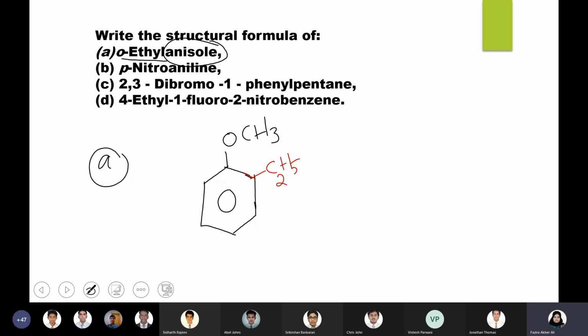Or you can draw it on the other side also. Whichever way it is correct. You can draw this way also, OCH3 and C2H5. Both are technically ortho positions. So you can draw the ethyl group on either side of OCH3. Both are correct. This is how you will draw the structure of ortho-ethyl anisole. That means first you have to draw the structure of anisole, and with respect to the main functional group at the ortho position, you have an ethyl group.